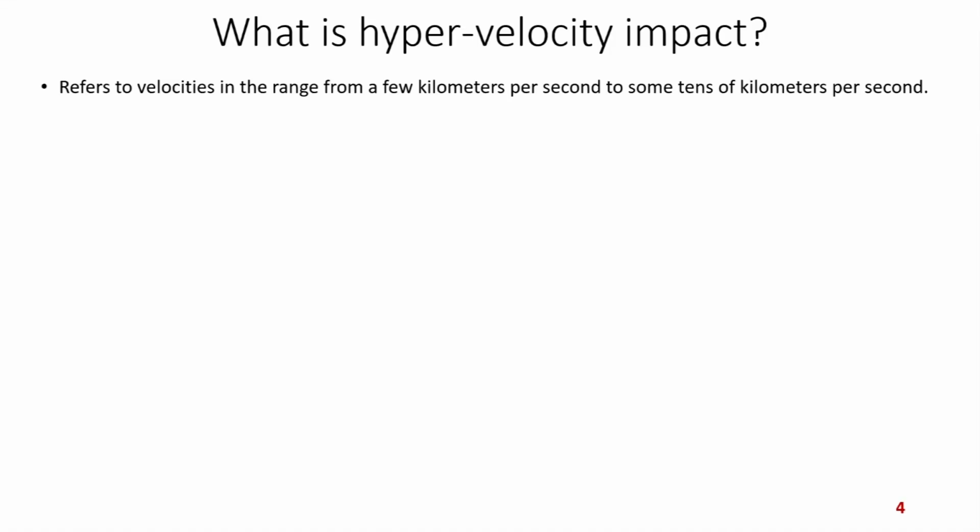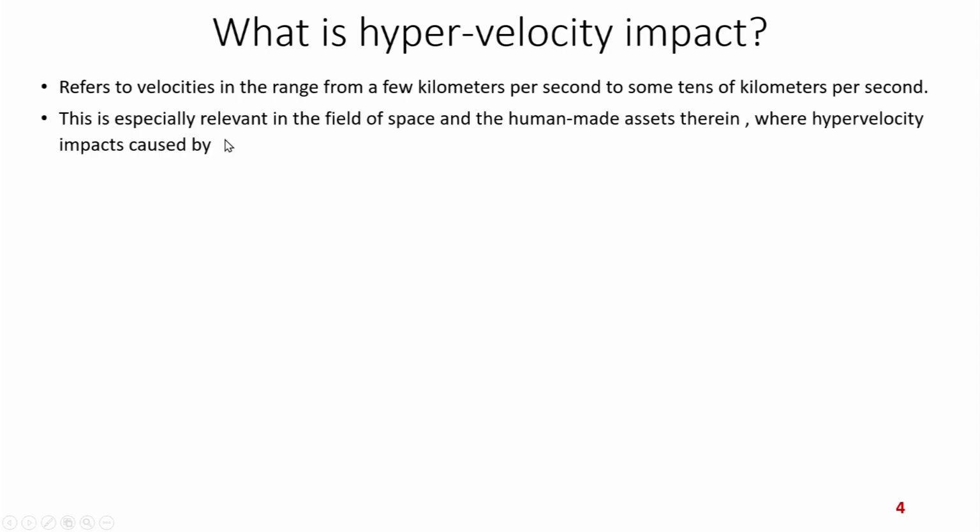Now the question is, what is a hypervelocity impact? Hypervelocity means when the velocity is more than the velocity of the sound wave. Sometimes when it is 5 times more, that velocity is called hypervelocity. It refers to the range from a few kilometers per second to several tens of kilometers per second. When particles with such velocities impact the spacecraft, we call it a hypervelocity impact.